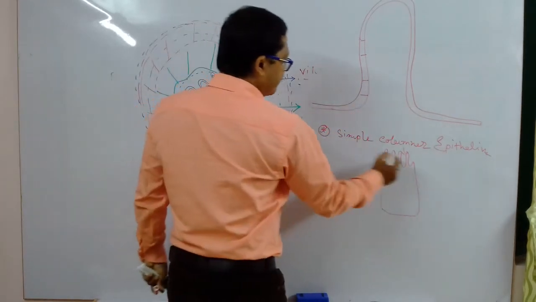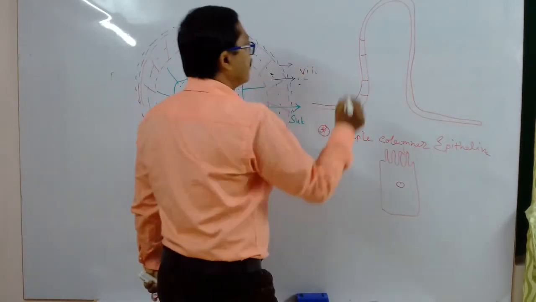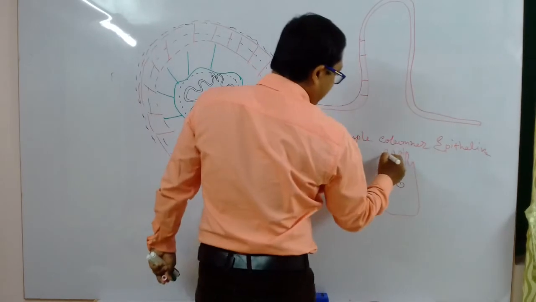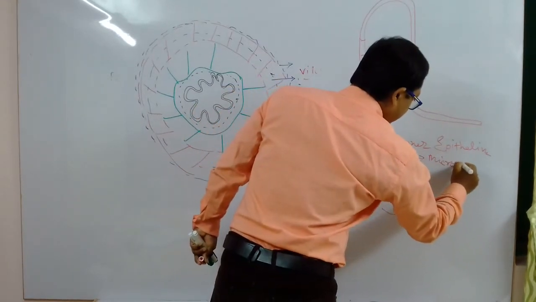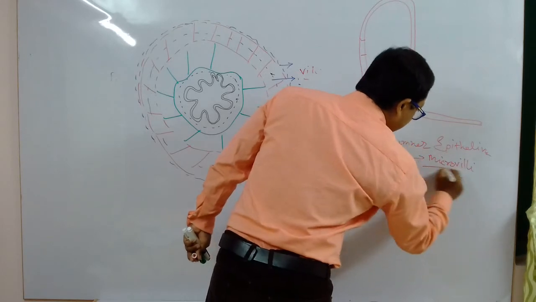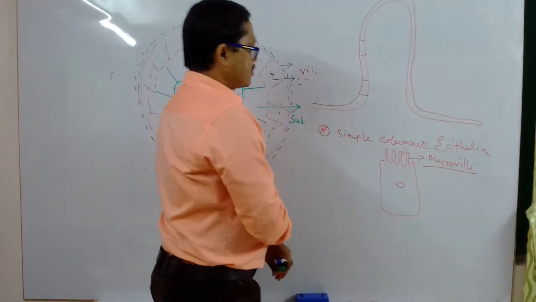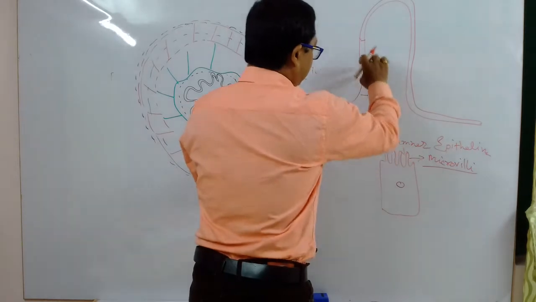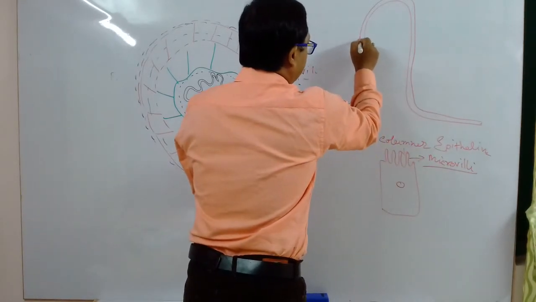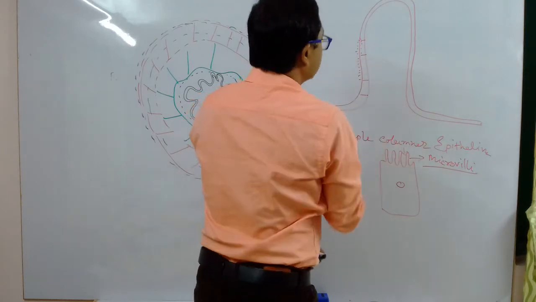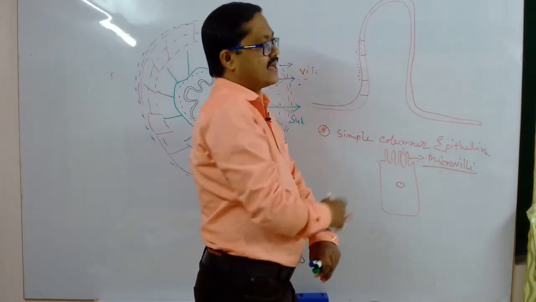This is the simple columnar epithelium, and the outer layer is called the microvilli. The microvilli on the several columnar cells form a brush border-like appearance.